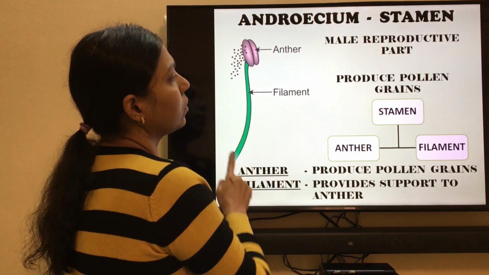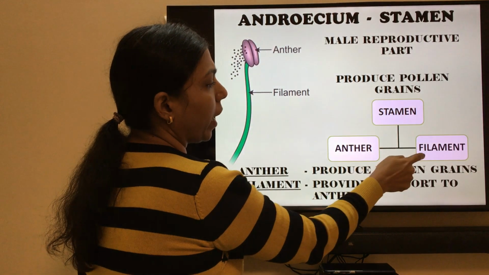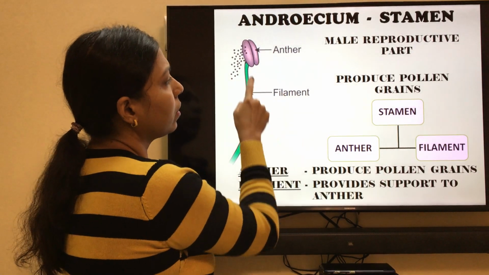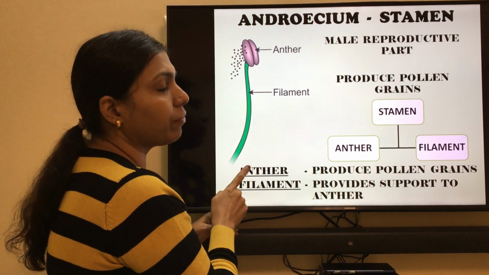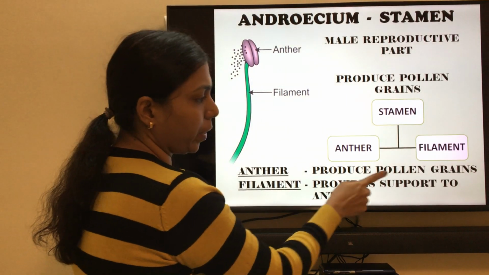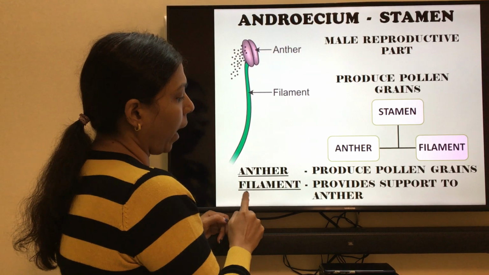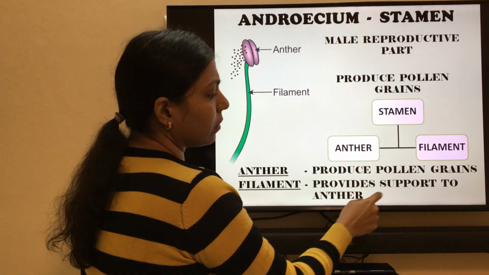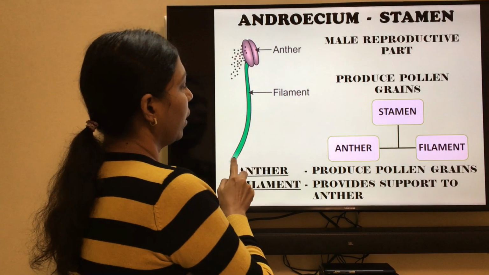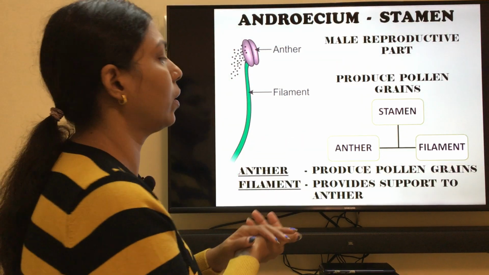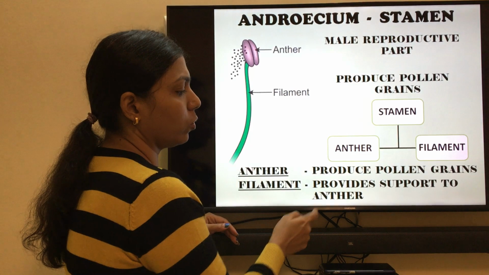So your stamen is made up of two parts, the anther and the filament. The function of the anther is to produce pollen grains, and the filament provides support to the anther. It holds the anther high up in the flower.